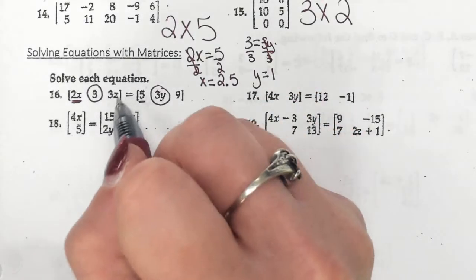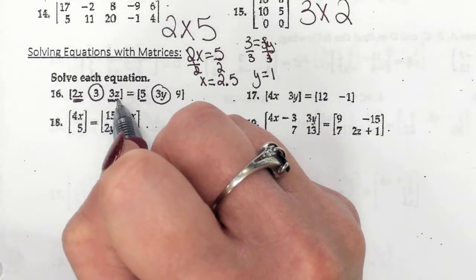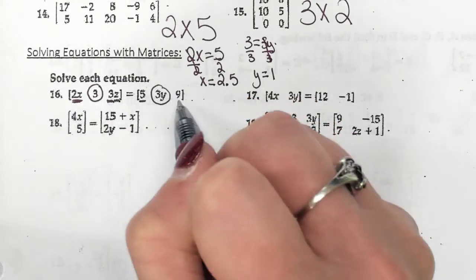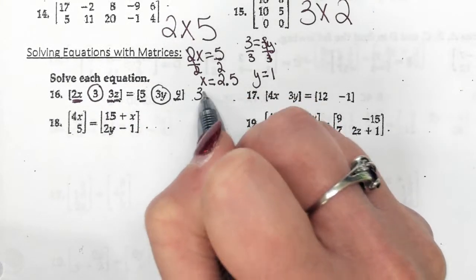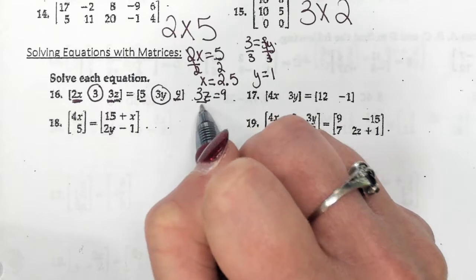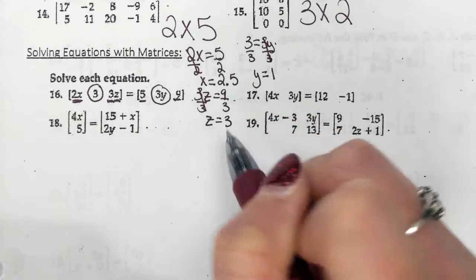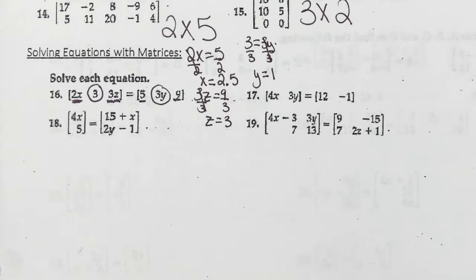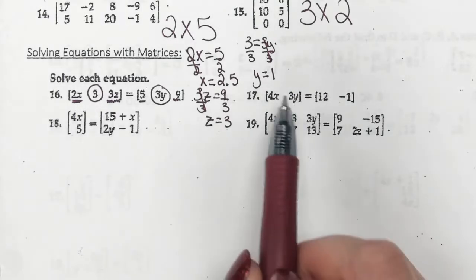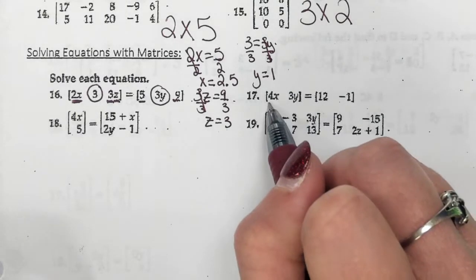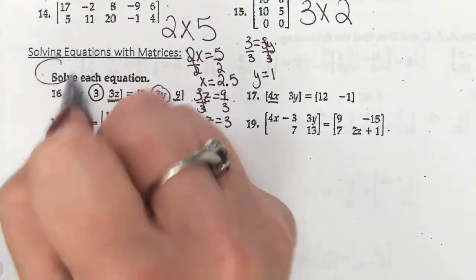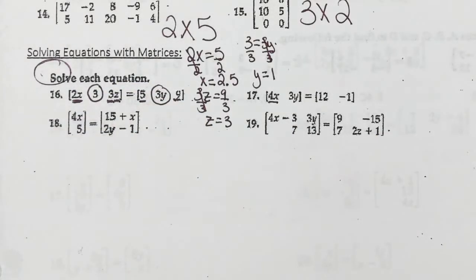All right, last one. You got 3z. 3z is on the right. Which one over here is on the right? 9. So 3z equals 9. Divide by 3. And how much does z equal? 3. Perfect. Okay? It says solve. That's it. We solved all letters. All right, what about 17?